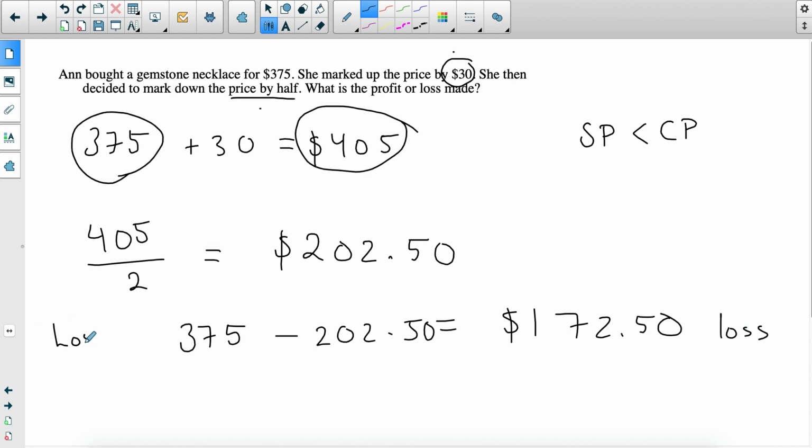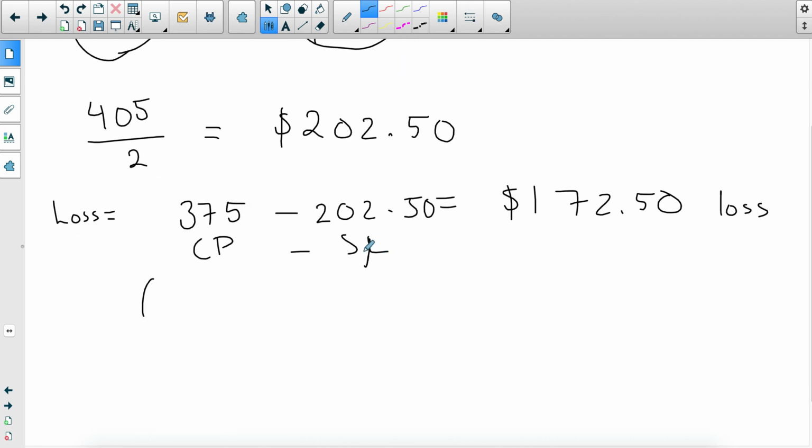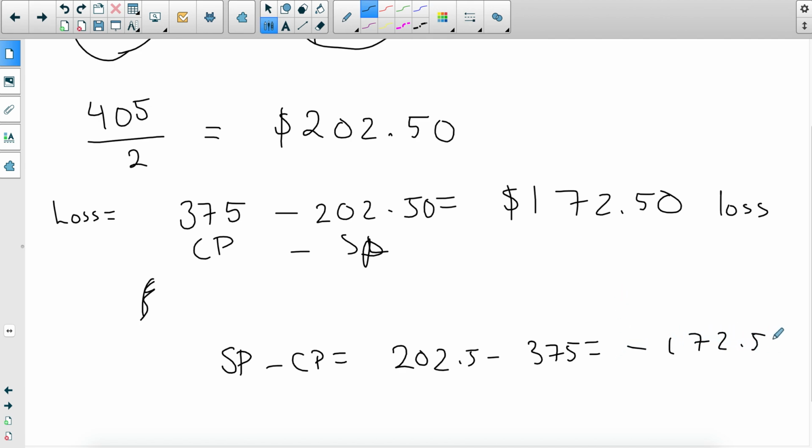So this is using the loss formula, which is the cost price minus the selling price. If we use the profit formula, where it was the selling price minus the cost price, you'll see that the selling price is 202.5 and the cost was 375. And so the answer would have been negative 172.5. And so the profit is a negative profit, which means it was a loss. But you don't say it's a loss of negative 172.5. You say it's a loss of $172.50. Hopefully that made it clear.